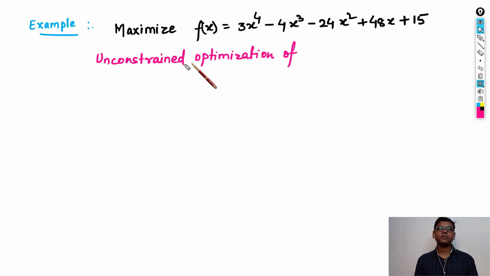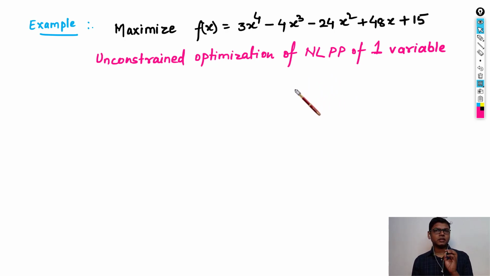So what is the type of this function? It's an unconstrained optimization non-linear programming problem of one variable. Here you can see there is only one variable, that is x. We will start with one variable, then we will go for 2 variables, 3 variables and 4 variables, like that. First we will see the simplest one, a non-linear programming problem of one variable, and it is unconstrained.